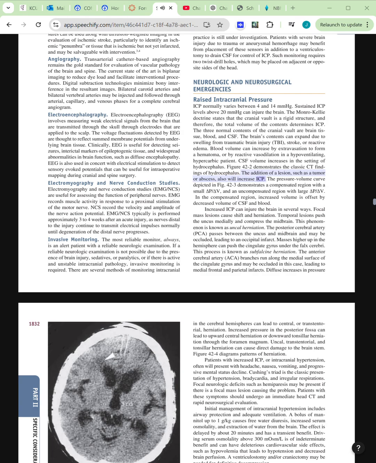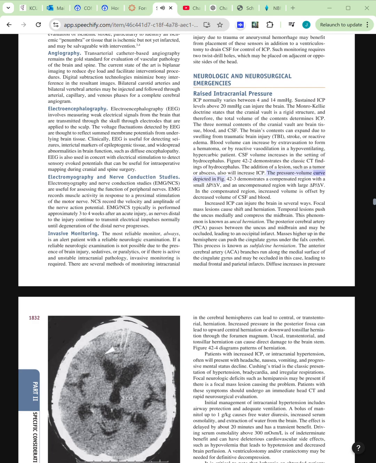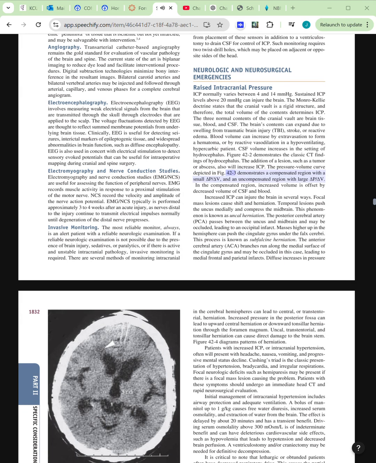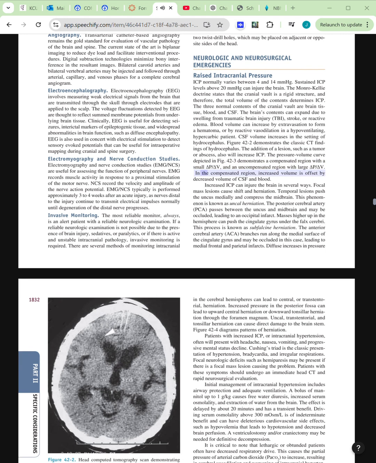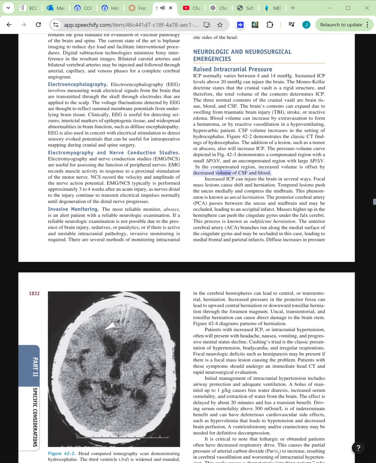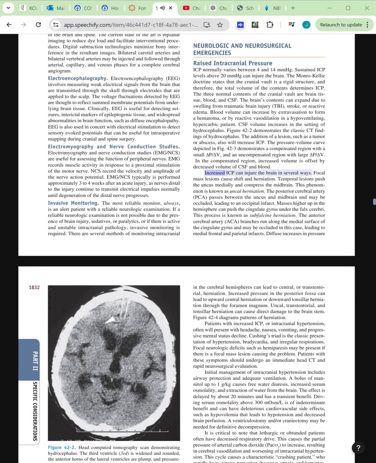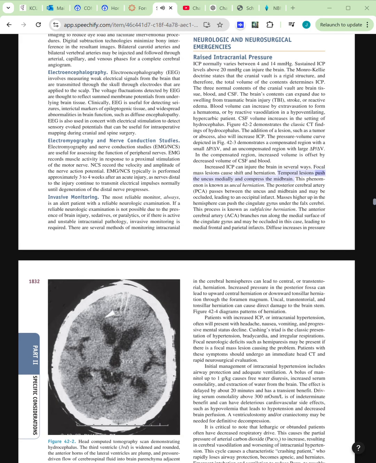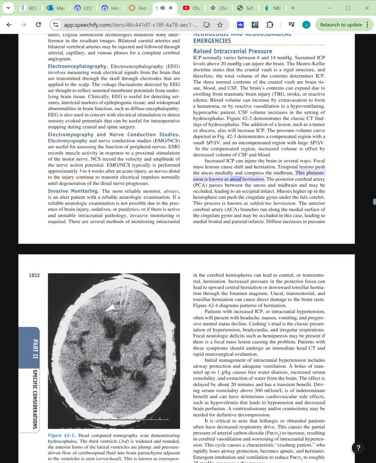also will increase ICP. The pressure-volume curve depicted in Fig. 42-3 demonstrates a compensated region with a small change in pressure per unit volume and an uncompensated region with a large change. In the compensated region, increased volume is offset by decreased volume of CSF and blood. Increased ICP can injure the brain in several ways. Focal mass lesions cause shift and herniation. Temporal lesions push the uncus medially and compress the midbrain. This phenomenon is known as uncal herniation.